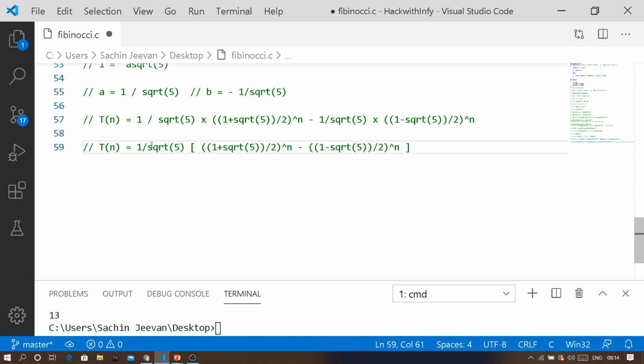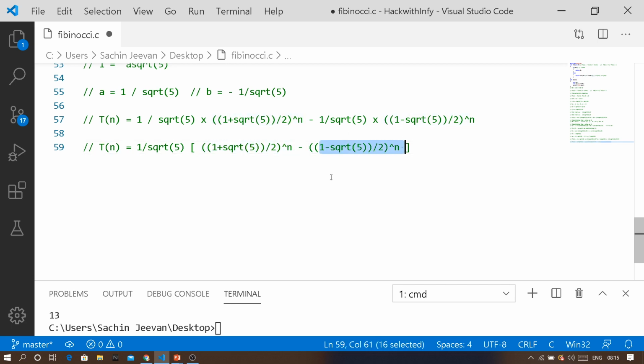The final equation is 1 divided by square root of 5, multiplied by (1 plus square root of 5 divided by 2) the whole power n, minus (1 minus square root of 5 divided by 2) the whole power n. So which is the largest term here? The highest degree is actually power n. Power n is the highest degree, so we have to take either this term or this term.